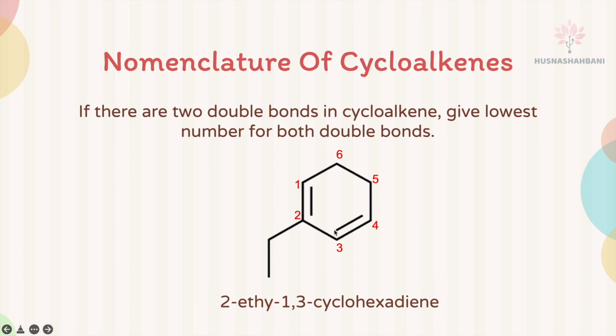So here 1, 2, 3, 4. Okay, same, lowest numbers for both double bonds. Then don't put number 1, number 2, number 3, number 4 this way, because you want to give the lowest number to the substituent. So that's why this carbon is number 1 and 2. For the lowest numbers for both double bonds, 1, 2, 3, 4, if you start this way 1, 2, also 3, 4, same. So choose the lower number for the substituent. So this name is 2-ethyl-1,3-cyclohexadiene.